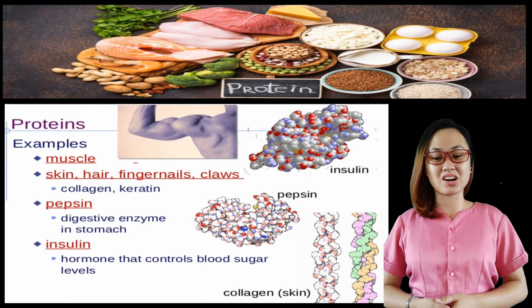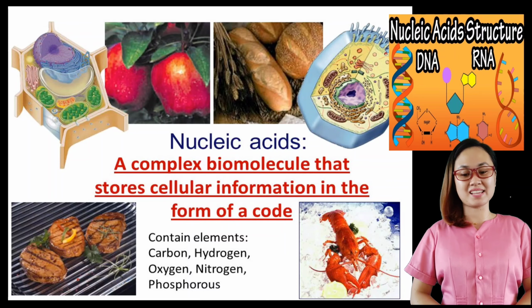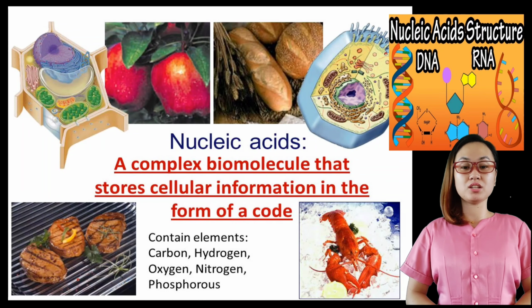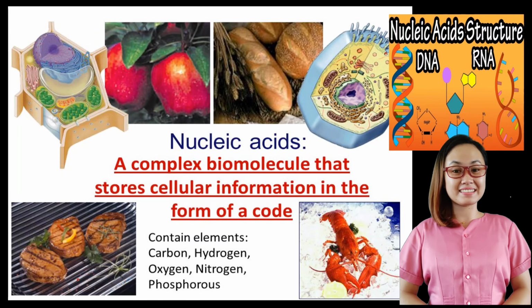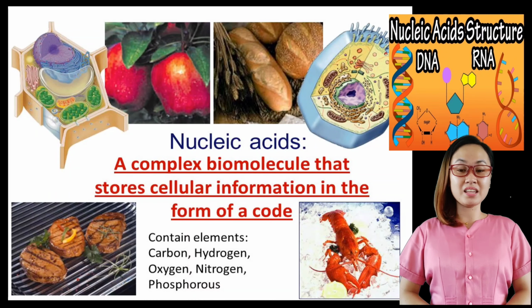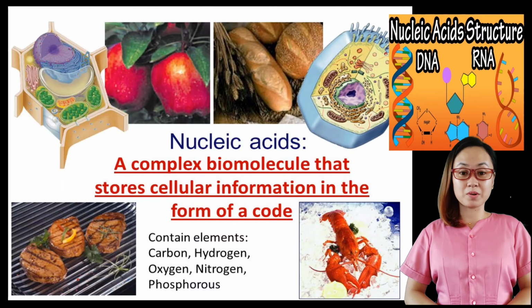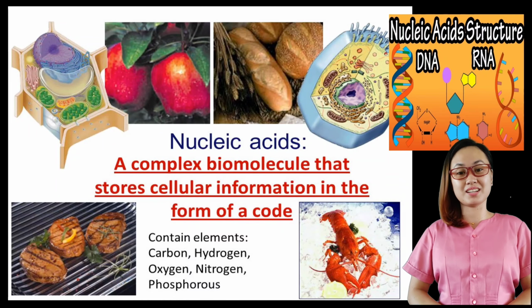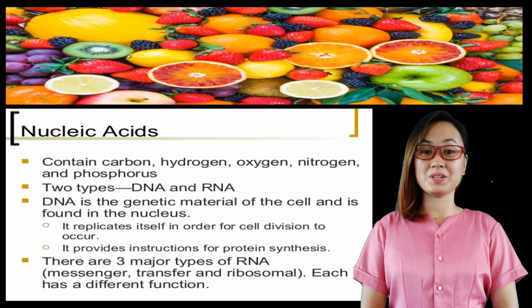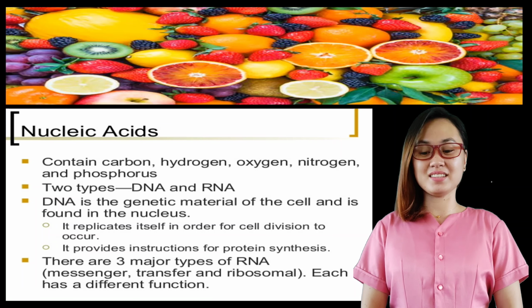Lastly, our biological macromolecule is the nucleic acid, a complex biomolecule that stores cellular information in the form of code, or our genetic makeup. The two types of nucleic acid are the DNA, the deoxyribonucleic acid, and the RNA, the ribonucleic acid. Its main components are carbon, hydrogen, oxygen, nitrogen, and phosphorus. As it is said, there are two types of nucleic acid, the DNA and the RNA.